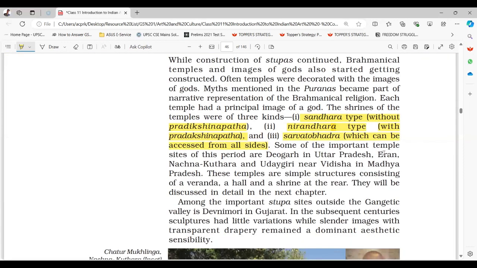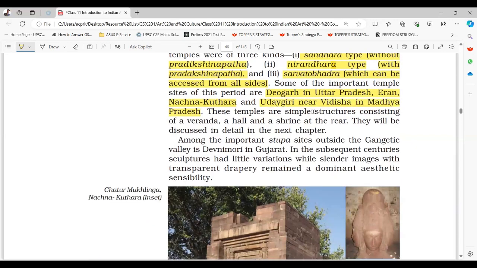Some of the important temple sites of this period are Deogarh in Uttar Pradesh, Eran, Nachna Kuthara, and Udayagiri near Vidisha in Madhya Pradesh. These temples are simple structures consisting of a veranda, a hall, and a shrine at the rear. They will be discussed in detail in the next chapter. Among the important stupa sites outside the Gangetic Valley is Devnimori in Gujarat.